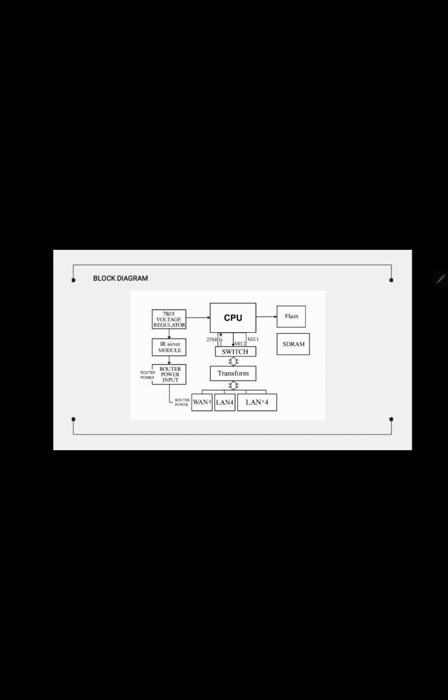In the flash memory, the temporary data and every system's data is stored, and the server's data are stored here, and the SDRAM is the temporary storage for the router.